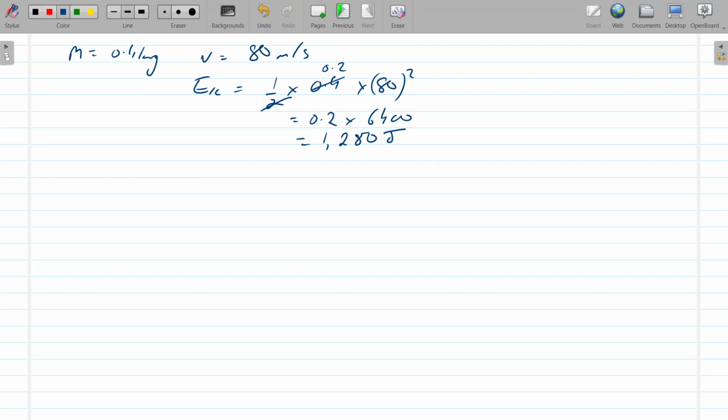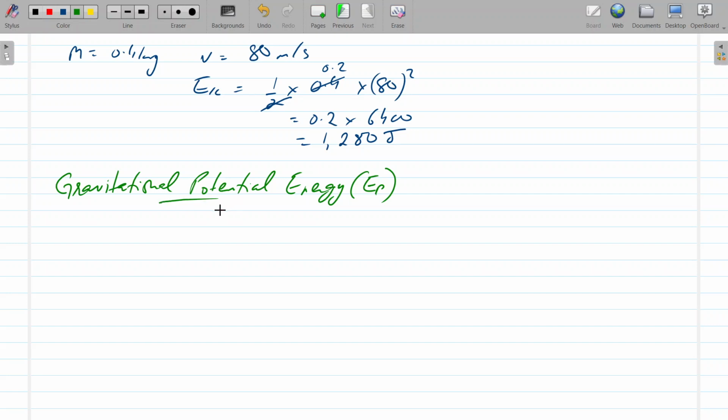Okay, next up, gravitational potential, and this is EP. So gravitational potential energy is the energy an object has because of its position or condition.